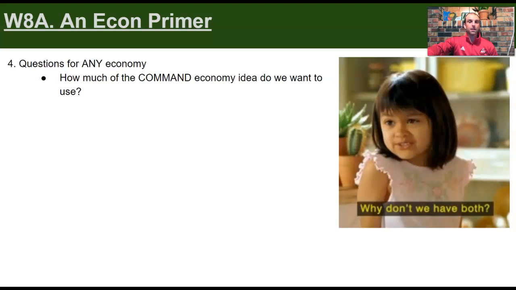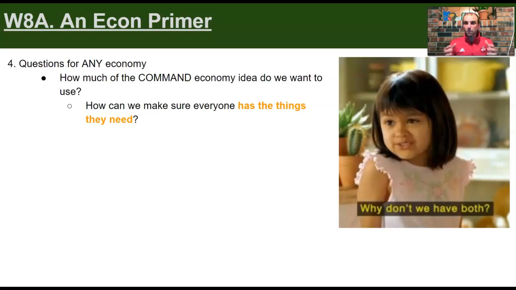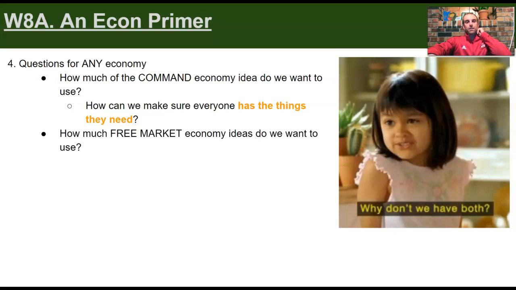And the first question is, how much of a command economy idea do we want to use? Remember, the command economy is the pizza idea, that one person or a few people decide exactly how to cut up that pizza. How can we make sure that everyone has the things they need? That's the idea behind a command economy. If I have the pizza, I can decide and make sure that everybody gets a slice of pizza. Now, we're not getting into whether the pizza slices should all be the same or if different people should get different slices, but the point is, I have the pizza, I can decide who cuts it up.